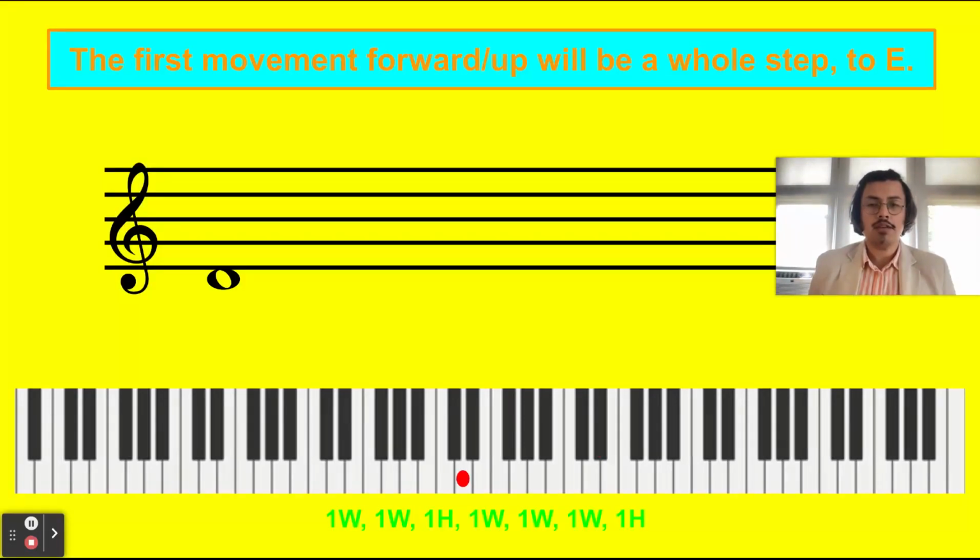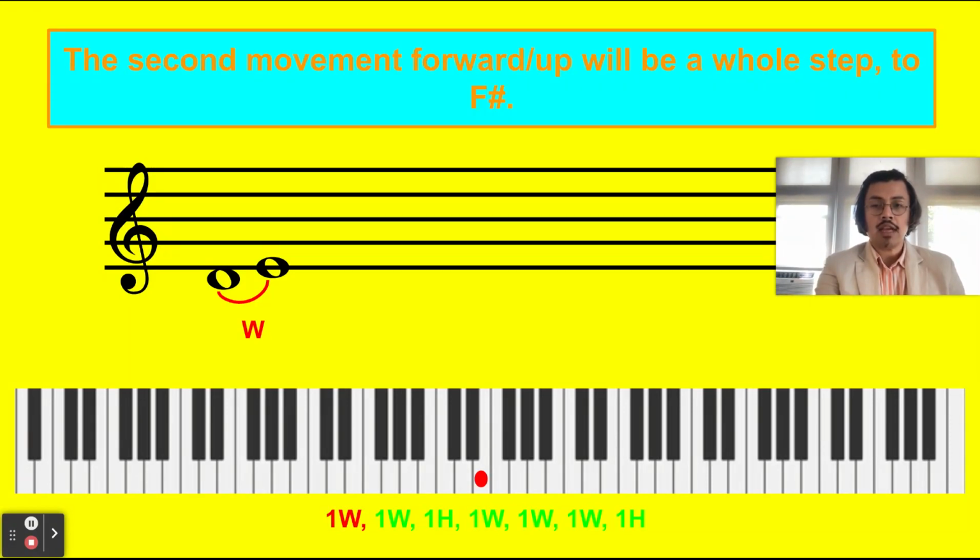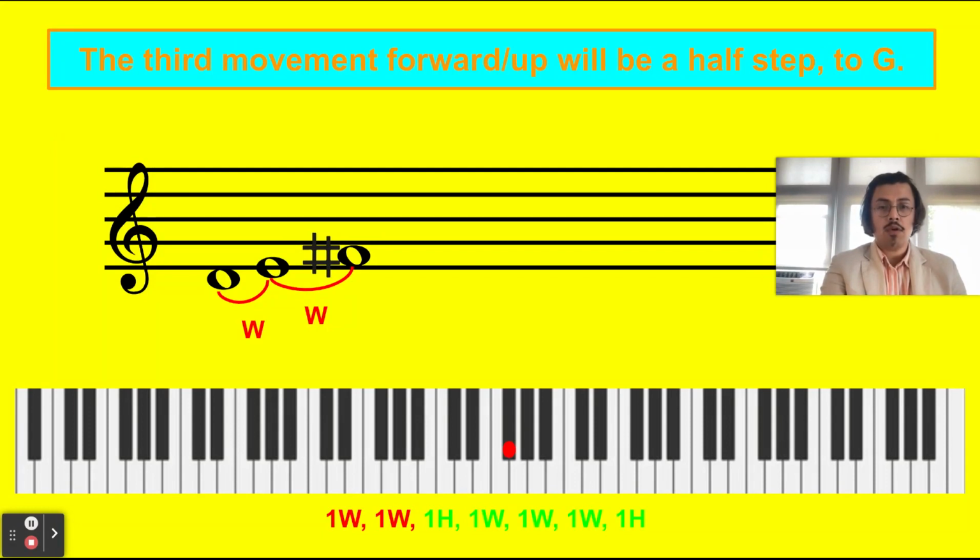Okay, let's give it another try. Now we're going to start with D. The first movement forward or up will be a whole step to E. So half step plus half step, we get to E. Now, the second movement forward up will be a whole step to F sharp. So we move half step and whole step. Then our formula says, okay, two whole steps plus one half step. So the third movement forward or up will be a half step to G.